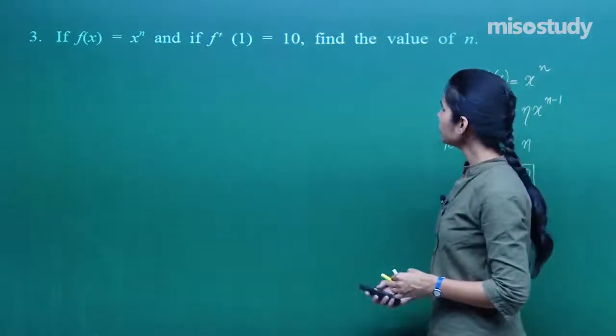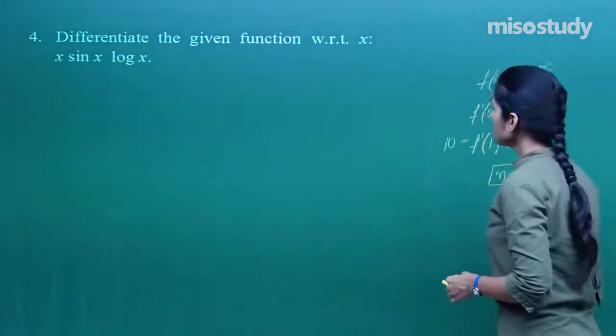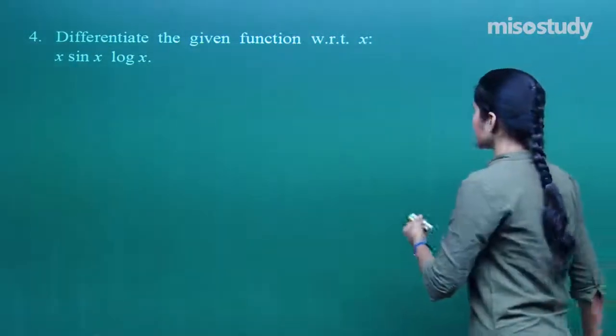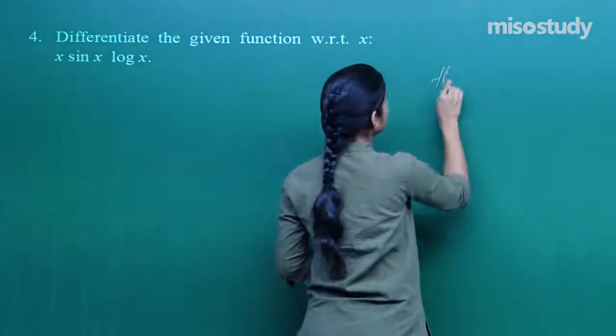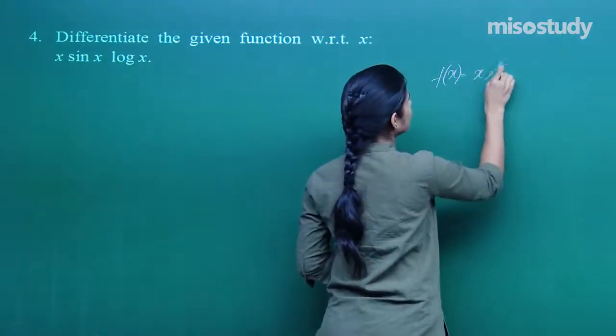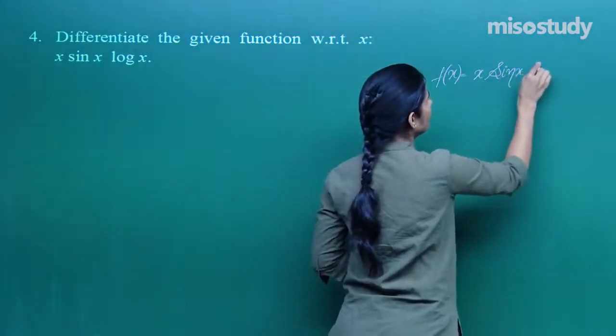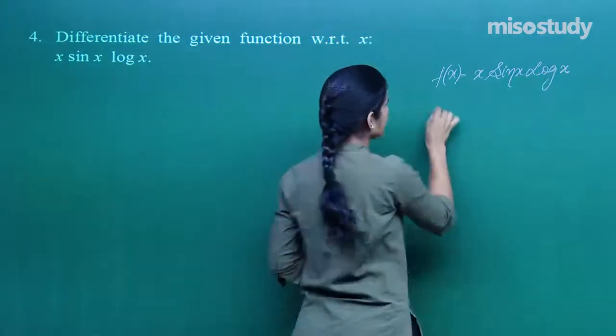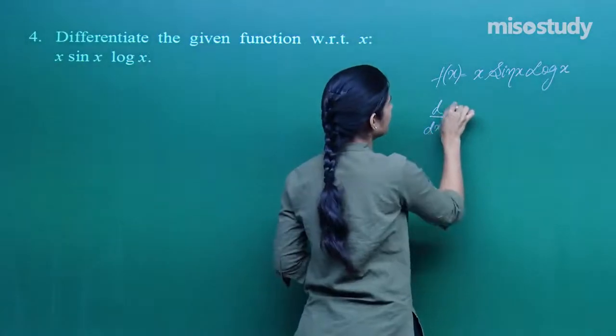Understood? Moving to the next question, we have differentiate this function with respect to x, and the function is x sin x log x. If you take fx as x sin x log x, I am interested in f dash x, that means d by dx of fx.